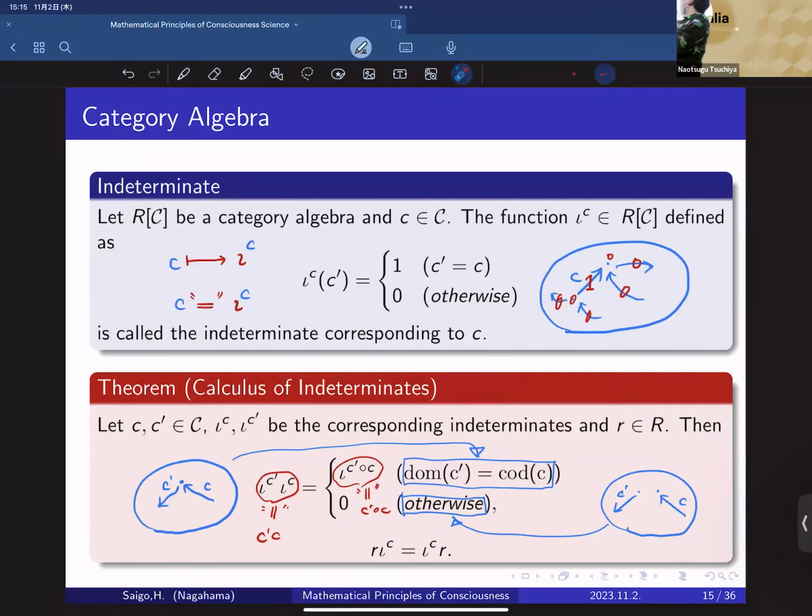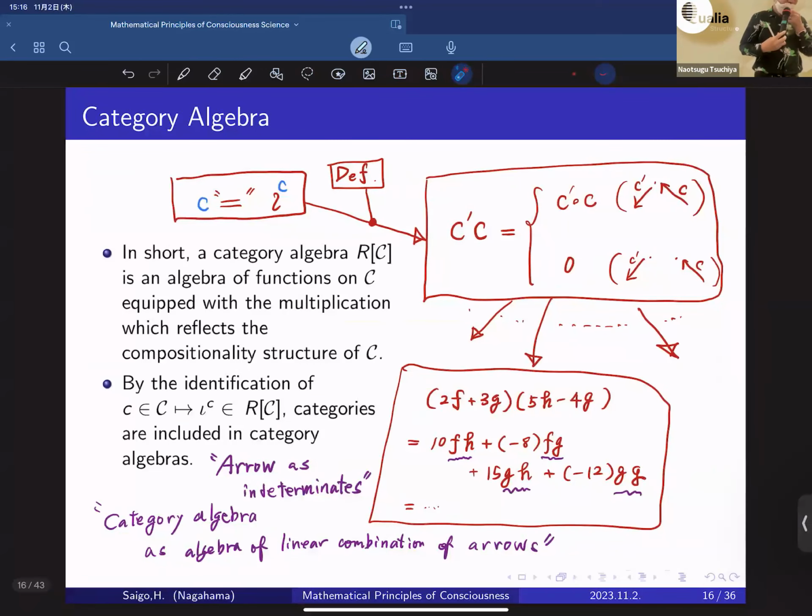So by identifying this arrow C with the iota C, which is the element of category algebra, you can calculate this like C equals, as I said. In short, the category algebra RC is an algebra of functions. You can think of these complex numbers. So this C is a system of arrows, which is not numbers, which is, how to say, the letters, indeterminates. And this is the coefficients. So making together the process and numbers.